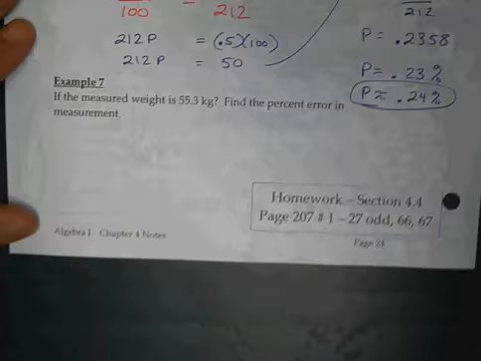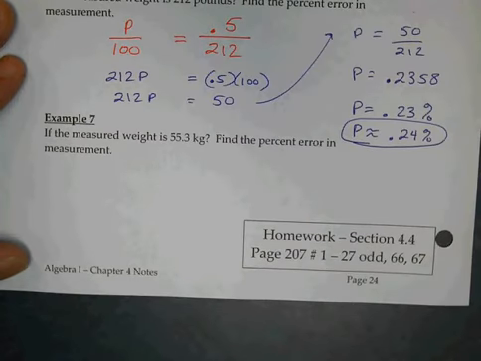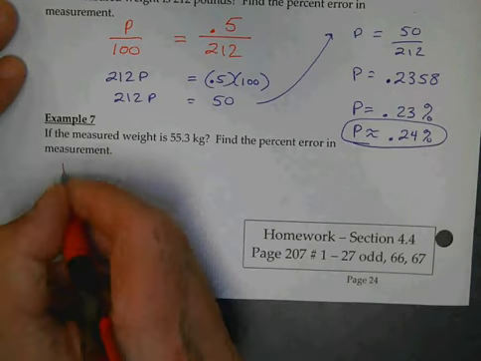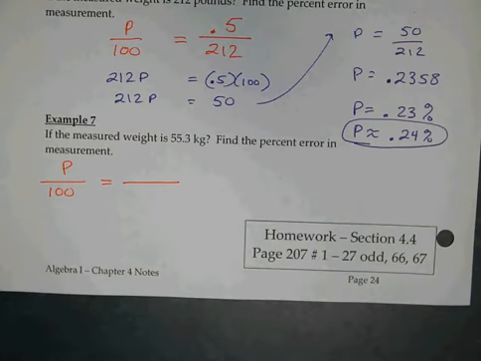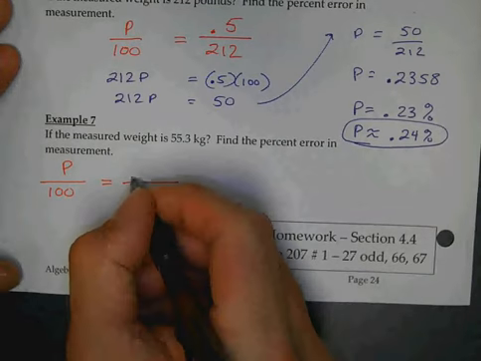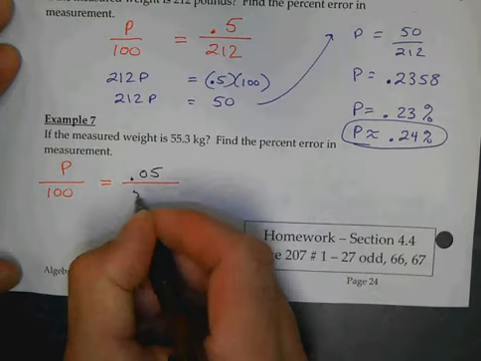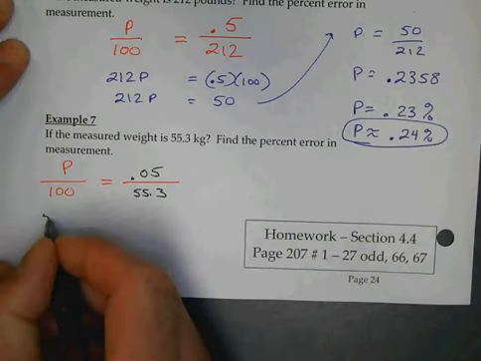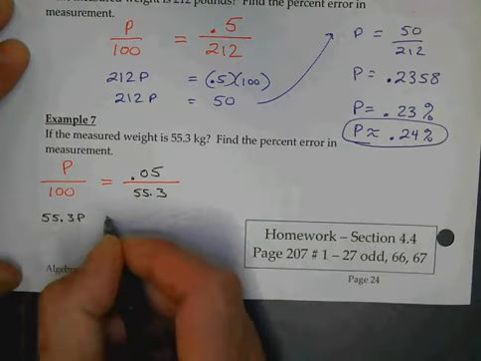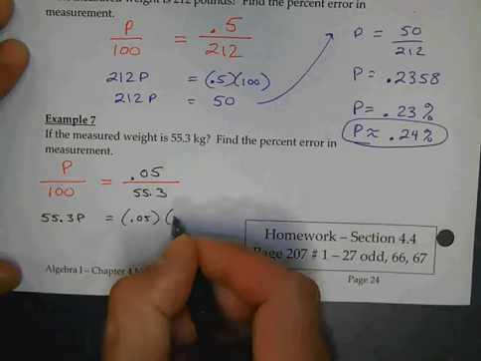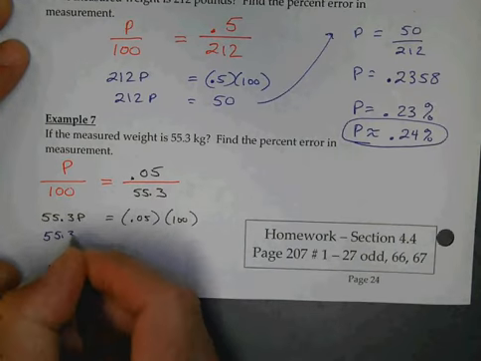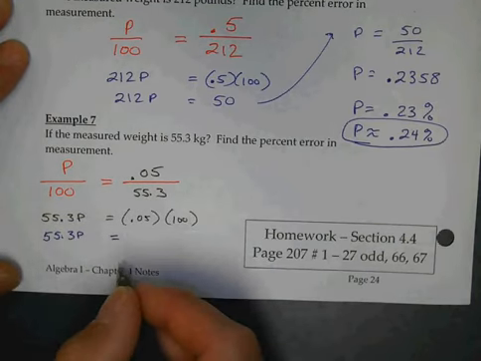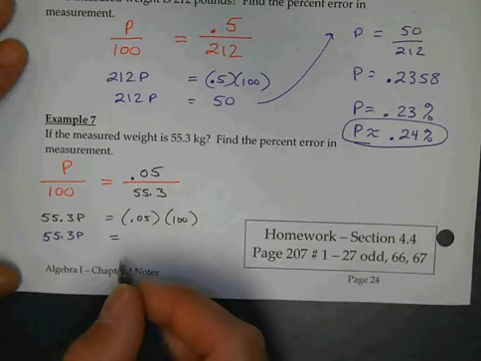Different measurement. 55.3 kilograms. So let's write our formula. P over 100. Help me out here. 55.3 kilograms. What's my GPE now? 0.05. Well done. 0.05 over your measurement, 55.3. You do a lot of calculator work tonight. Times 100. What's 0.05 times 100? Can you do that in your head? Just 5.